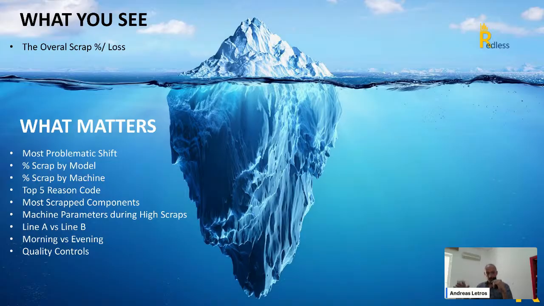What really matters is to go deeper, to see all the little details that give you the scraps. For example, which are the most problematic shifts? Scrap by model, scrap by machine, scrap by component. Which component is creating more scraps? The top 5 reason codes. Which machine parameters give you the highest scraps? Compare line A with line B. Compare maybe the morning with the evening, or even include your quality controls there. This is what really matters.